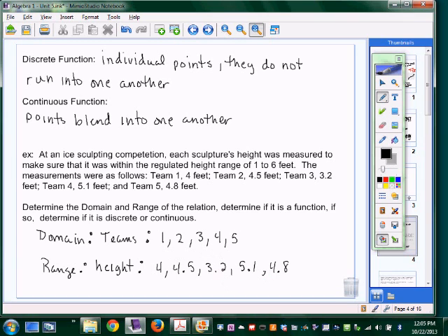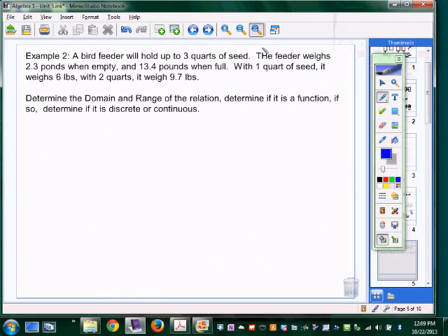Okay, now I'm going to do kind of like a sideways mapping. So is this a function? Yes, because each of the domain only has one arrow coming off. So yes, it is a function. Is it discrete or continuous? It's discrete, right? Because you have individual teams with individual sculptures, and the sculptures are not blending into one another. So it's discrete. Make sense?